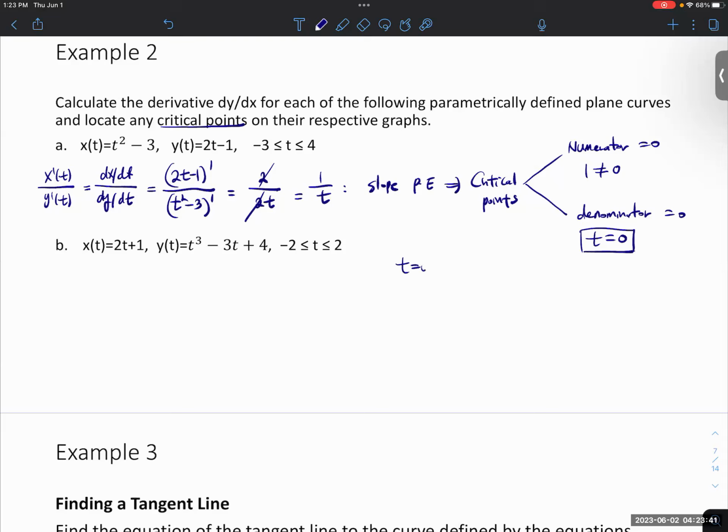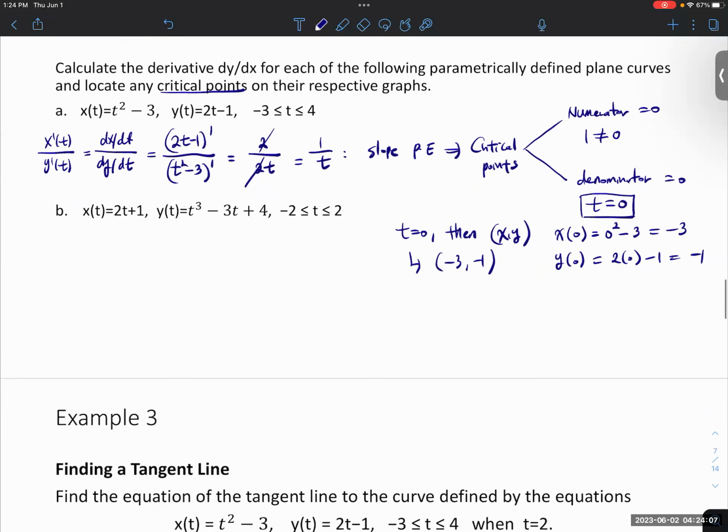So t equals 0, then x comma y, you have x of 0. So plugging in, 0 squared minus 3 is negative 3. y of 0, 2 times 0 minus 1, that is negative 1. So when t equals 0, we found the critical point is negative 3 comma negative 1. Okay. So what does it mean?